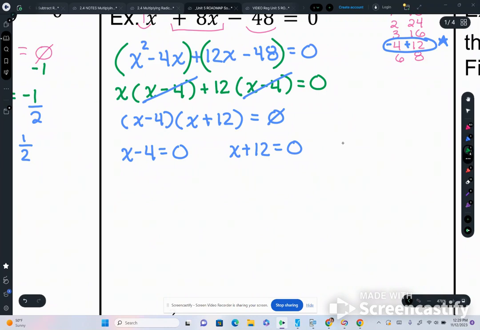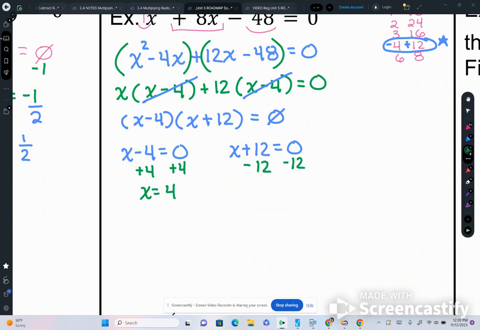So to get rid of minus 4, we add 4 to both sides. So we get x equals 4. And if it's plus 12, we subtract 12 from both sides. And so we get x is equal to negative 12. And so if I was going to figure out where this quadratic or this U shape was going to cross, it would cross the x-axis at 4 and at negative 12.